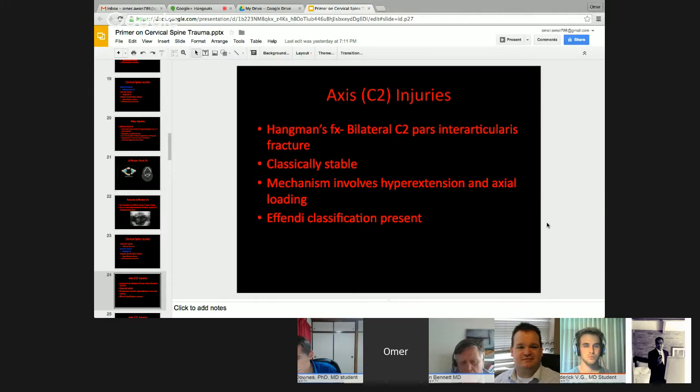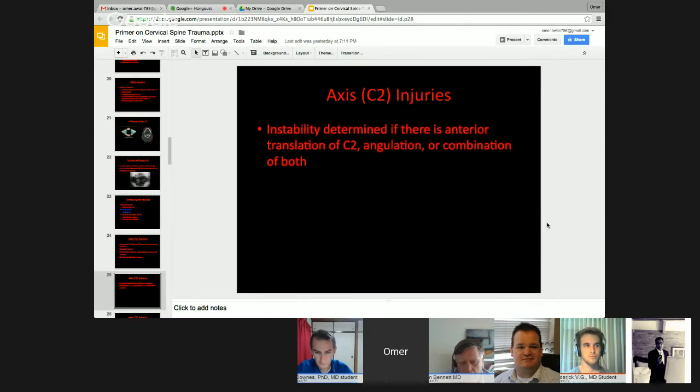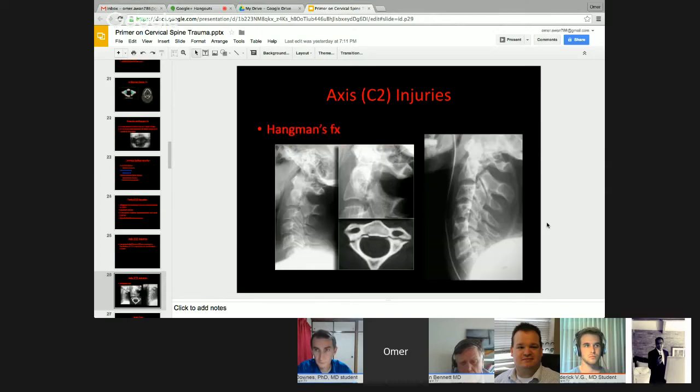For example, a type 2A is actually a hyperflexion distraction injury, and the different mechanisms are a result of the different degrees of angulation and translation that are associated with a hangman's fracture. So the classic hangman's fracture, which is simply a bilateral C2 pars interarticularis fracture, involves hyperextension and axial loading. And we just talked about this. So this is a classic hangman's fracture.